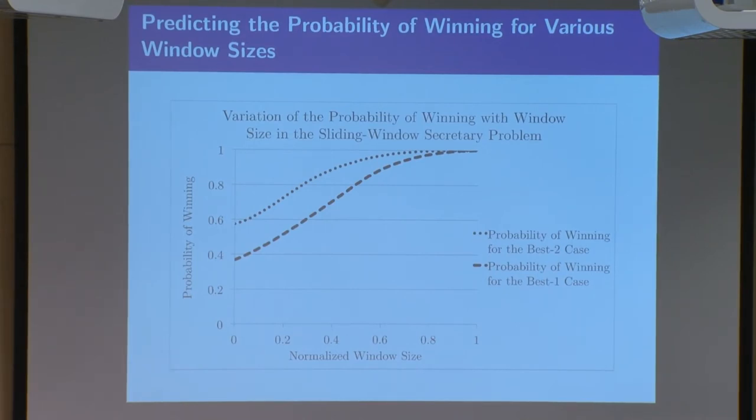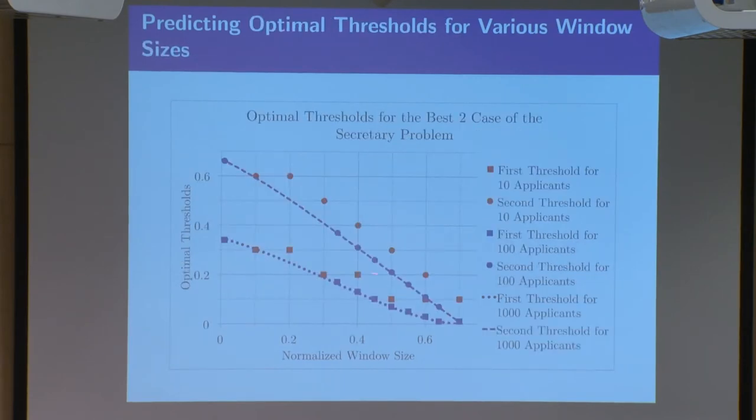So what I did is I chose specific examples of window sizes that I consider to be important. I looked at window sizes in this range right here, and I found the probability of winning for those ranges. And the solution for the best one case and the best two case is very well known for a window size of 1, or approximately a normalized window size of 0. So I did a spline interpolation of all those points, and that gave me basically what the probability of winning would be for different window sizes. I had to do a similar thing over here, and you could see how well it could predict different thresholds based on the actual raw data that we got for exhaustion and trying to find the optimal thresholds that way.